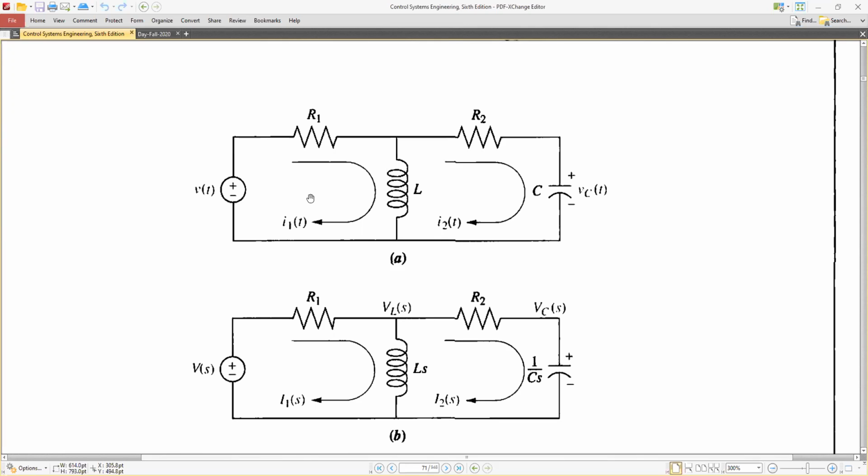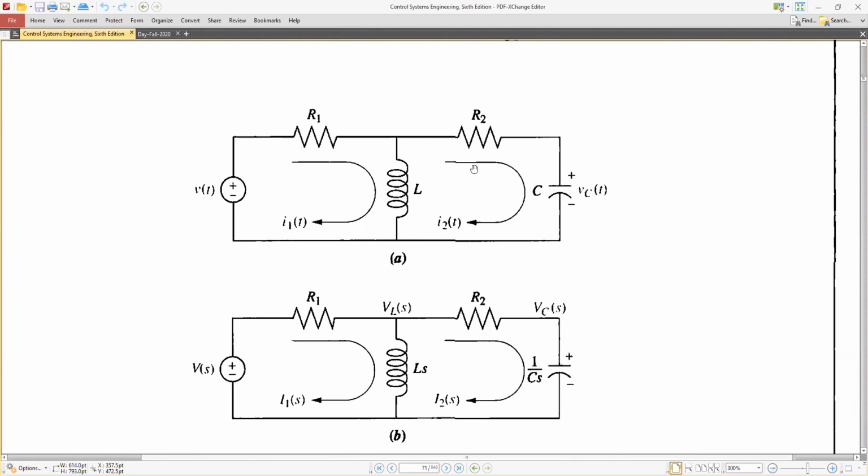Try to understand this figure. How many loops are there? Two loops, right? There are two loops. 1, 2.